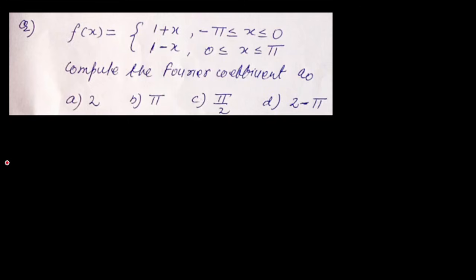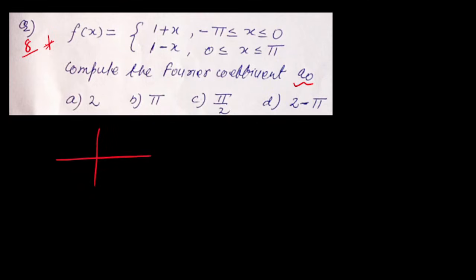Okay. Now this is question number 8. Let me write the question number also. So this is question number 8, and this is also a good question: f(x) is this, then compute the Fourier coefficient a naught. Can you see that this is an even function? How many of you can see that this is an even function? Let me know through the comment section.